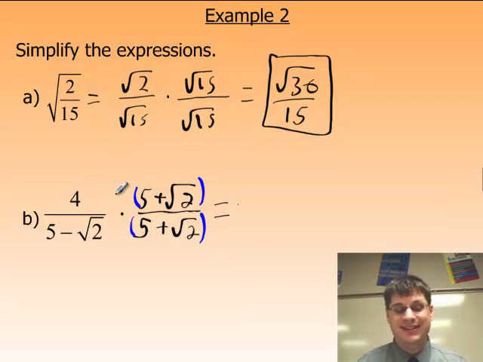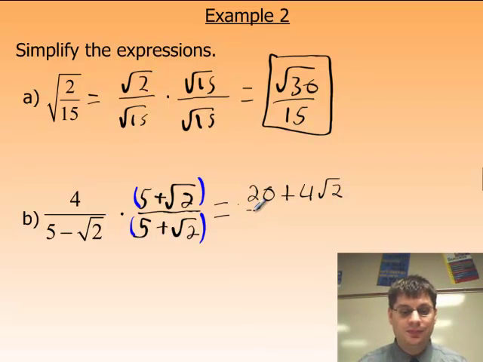But we don't want to have any decimals or any weird numbers. We're going to keep it clean. So I'll distribute the 4. That's going to give me 20 plus, and then 4 times the square root of 2 is just 4 square root of 2.